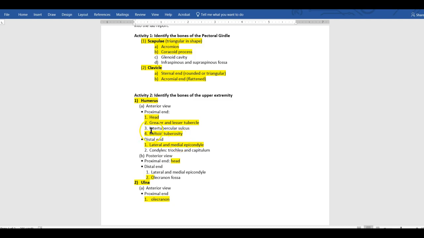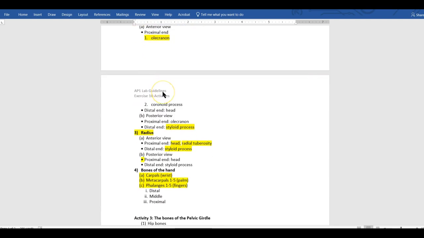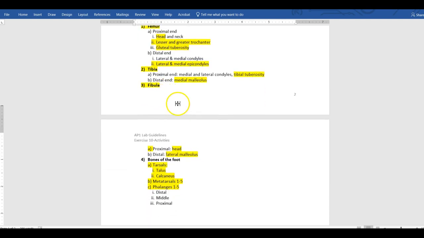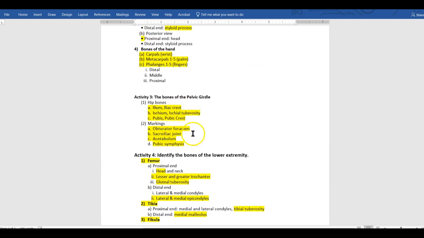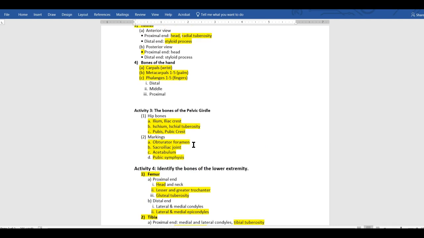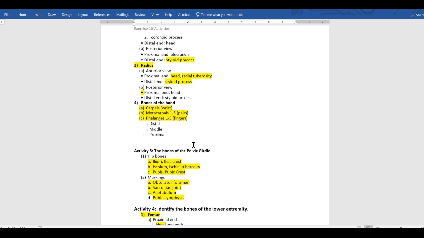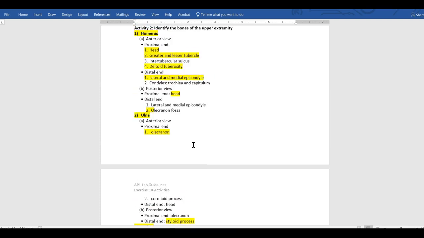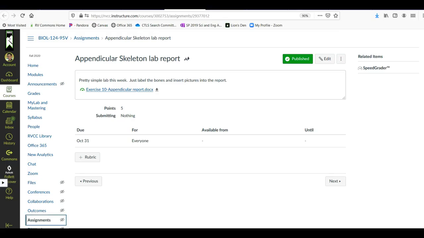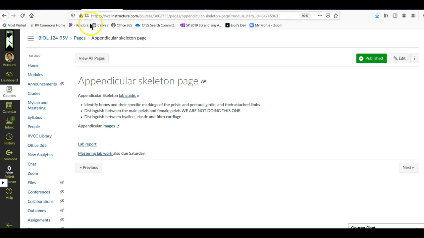So this is your lab report. You're just going to go through your skeleton and affix labels to all of the parts here that are highlighted. Take as many pictures as you need to get all of them in reasonably good focus, and then paste them into your lab report and submit that. So that's pretty straightforward.